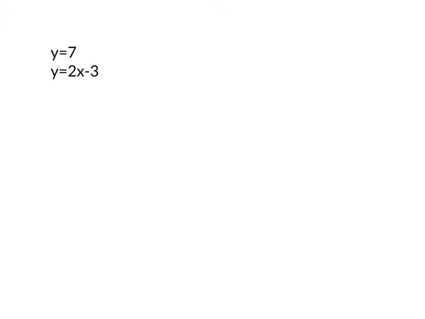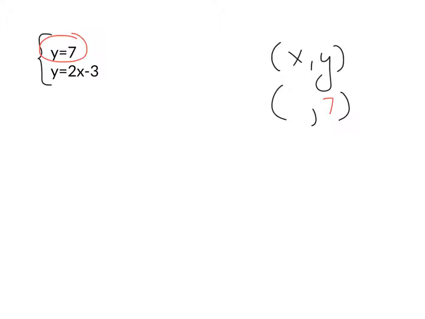All right, let's take a look at a very simple one. So here are two lines. But the nice thing is if you think about where these intersect, if they do, you already know one value. You're given that y is equal to 7. So I'm immediately going to fill that in my ordered pair. So all I have to do is find x.